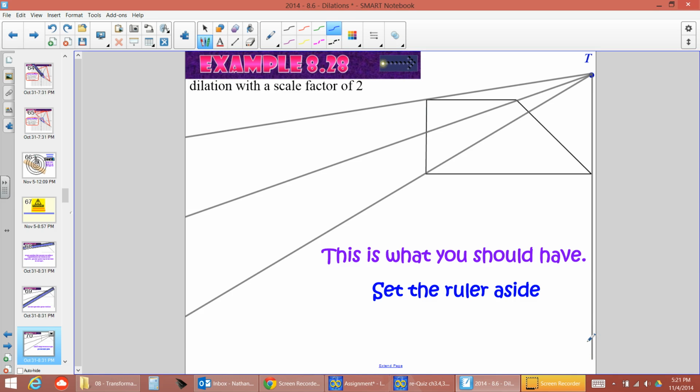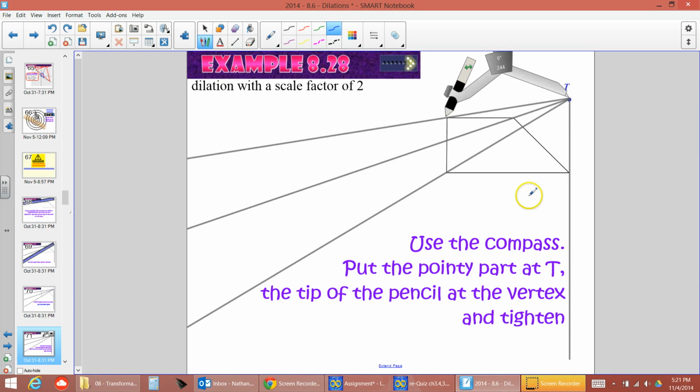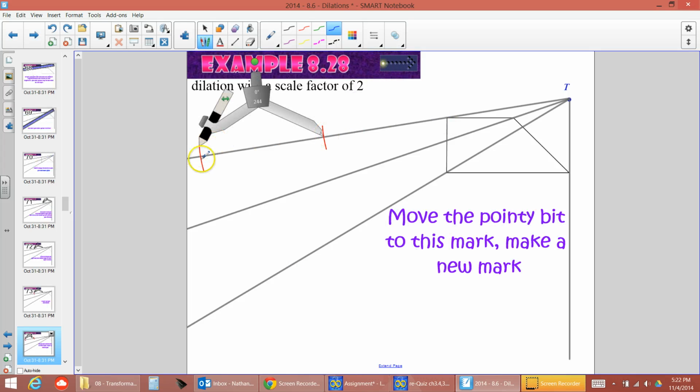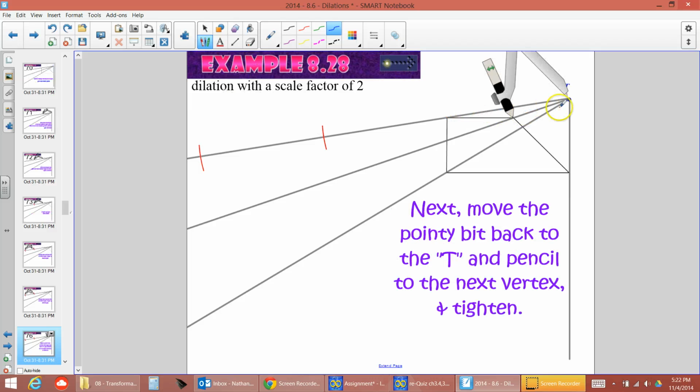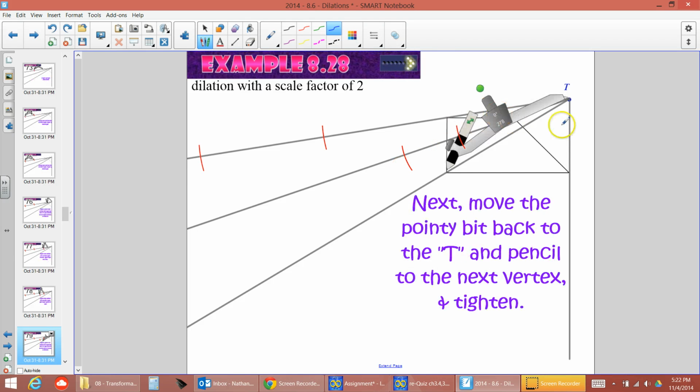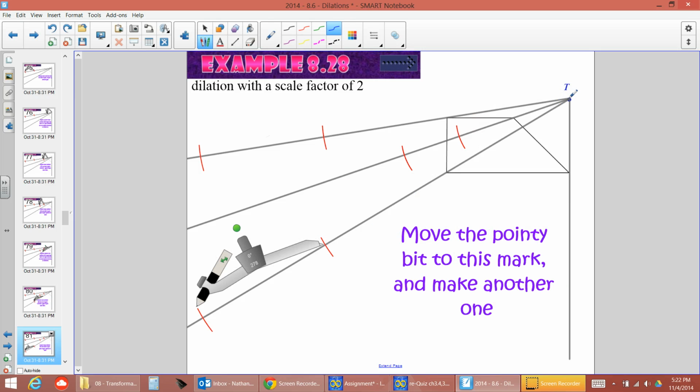Now we're going to set down the ruler and use our compass, the pointy part at the center of dilation. We measure it and lock it in place for this long, then move the pointy part to that point and draw a little arc. Now we do the pointy part and the pencil here. Move it, make an arc. Move it, make an arc. The same thing here. Now we open it all the way wide, touch it to here and here, then move it, make an arc, move it, and make an arc. The arc is really just to find the intersection points.